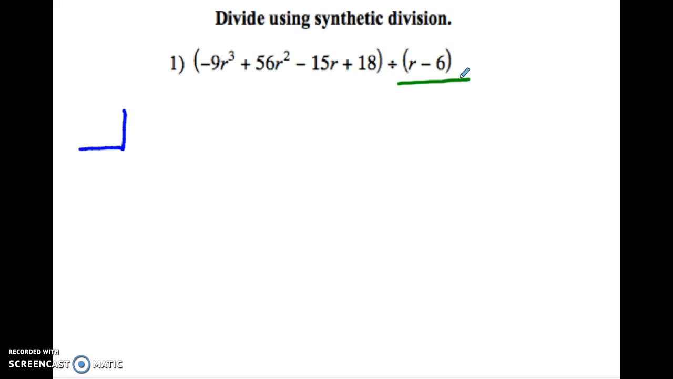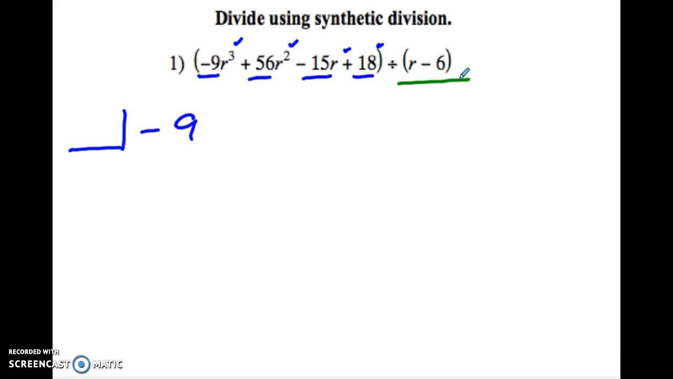To start with, we're going to make a little box, and then we're going to look for the coefficients of all the terms. Now, the one thing we want to check is we need to make sure that we have all the terms. So notice this one starts with r cubed, it goes r squared, r, and then a constant, so we are missing no terms. Once again, when we get to 3 and 4, we will look at what happens when you are missing a term.